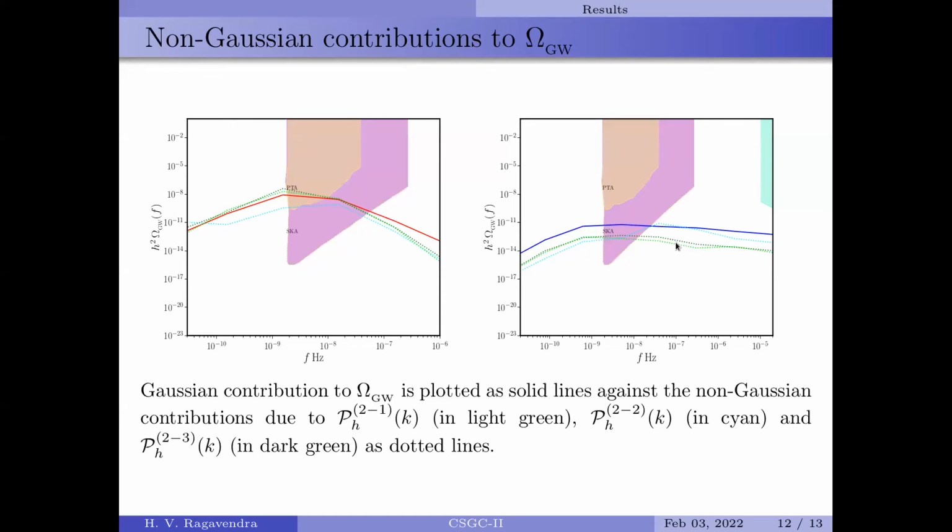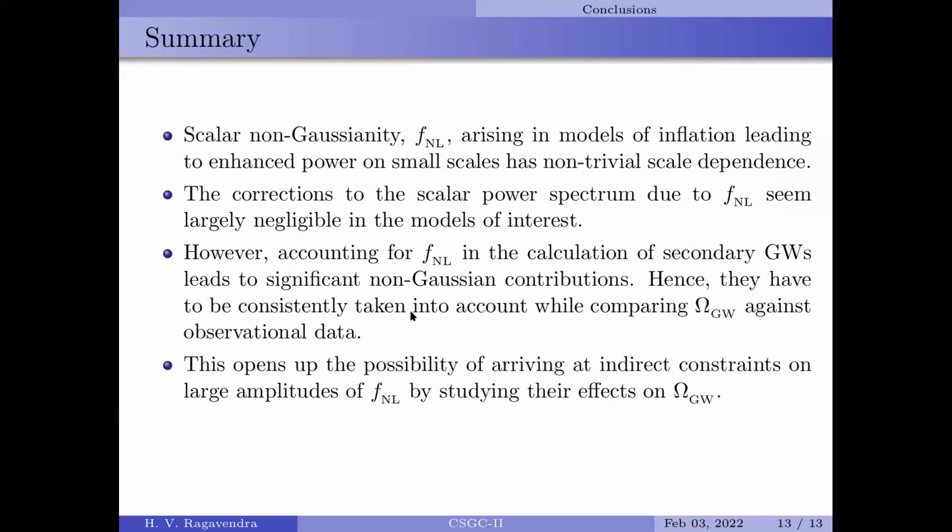So with that, I will briefly summarize the results that I have presented so far. The scalar non-Gaussianity parameter, to emphasize again, is known to have non-trivial scale dependence, and it will be inappropriate to treat them as just a number outside in these integrals involved. And if we compute the corrections to the scalar power spectrum arising due to such FNL, they seem largely negligible. However, the non-Gaussian contributions to the omega GW can still be significant and comparable to the original omega GW that we estimate in these models.